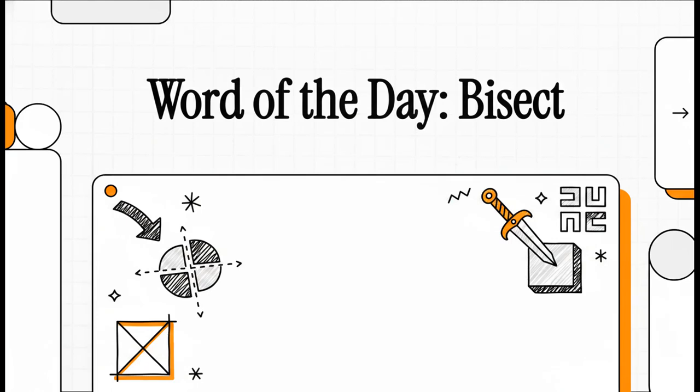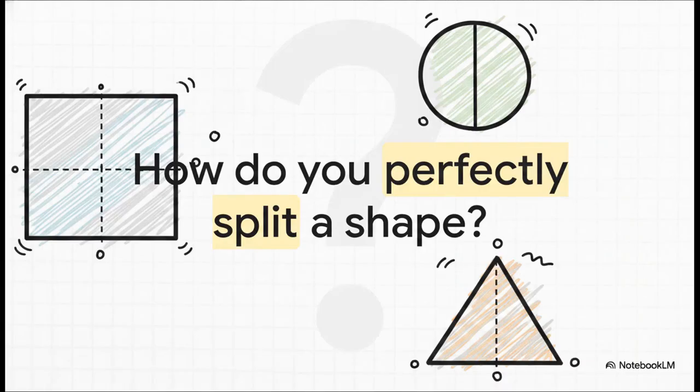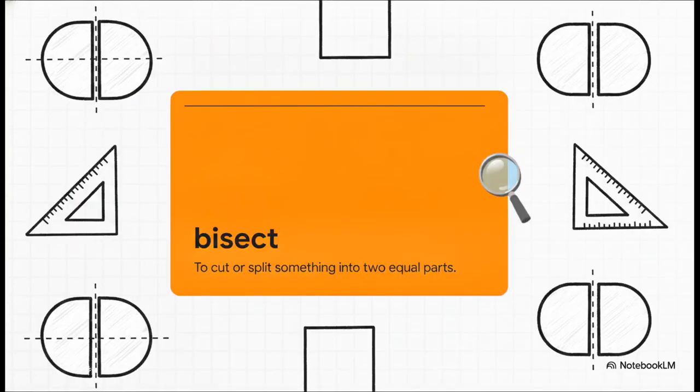We're diving into a super precise action word, bisect. Let's get started. So, imagine you draw a line straight through the exact middle of a shape. What's that cut called? It's called bisect, pronounced B-I-C-E-S-K, and honestly, its superpower is just pure, absolute mathematical precision.